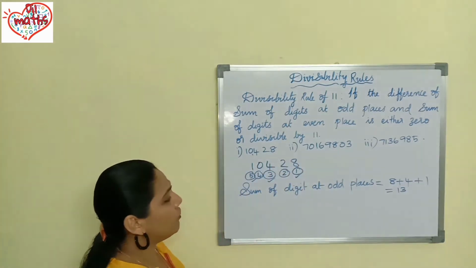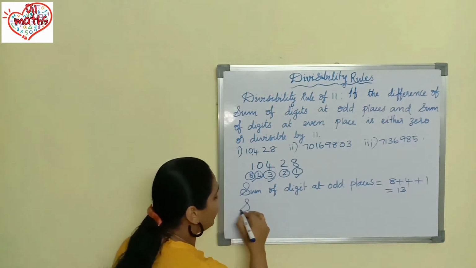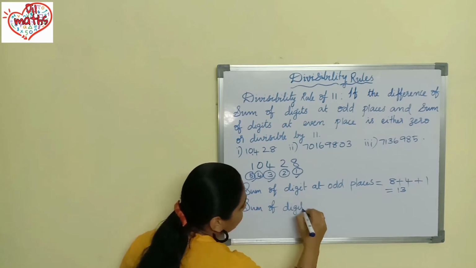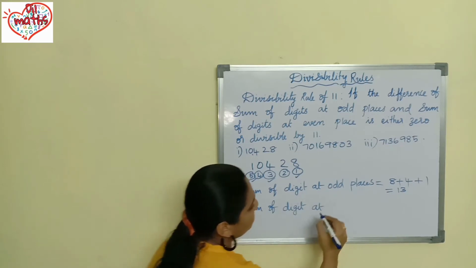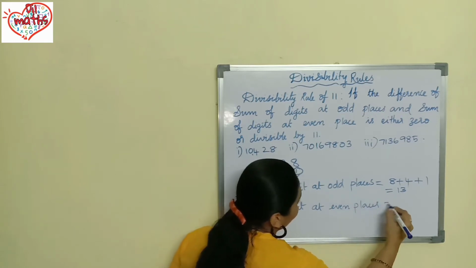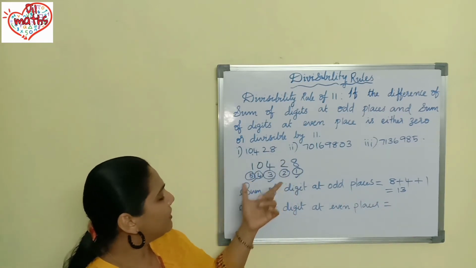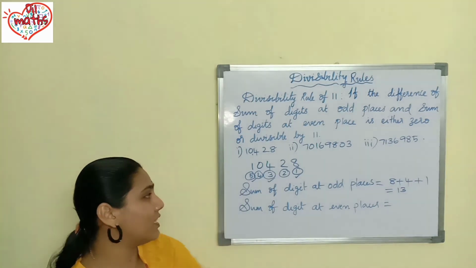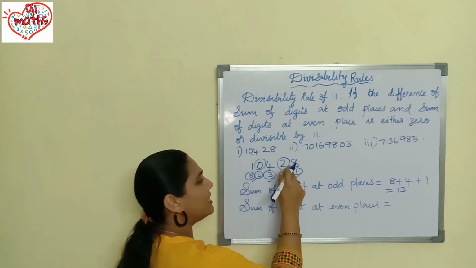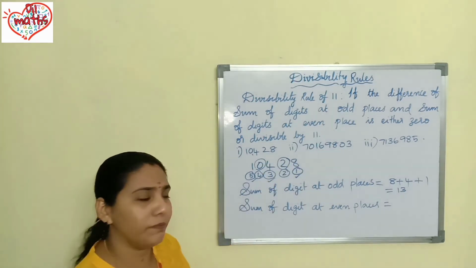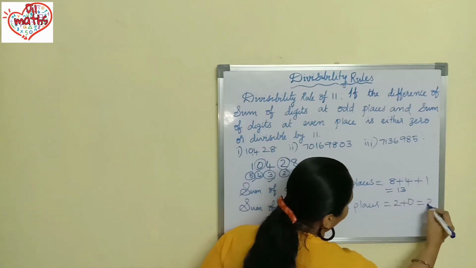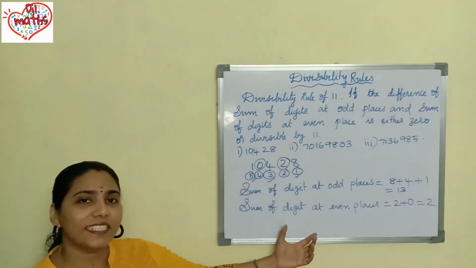Now what should we do? We have to find the sum of digits at even places. Which are the digits at even places? This one, 2 and 0. This is in the second place and this is in the fourth place. So what will be the sum? 2 plus 0, that is equal to 2, is the sum of digits at even places.